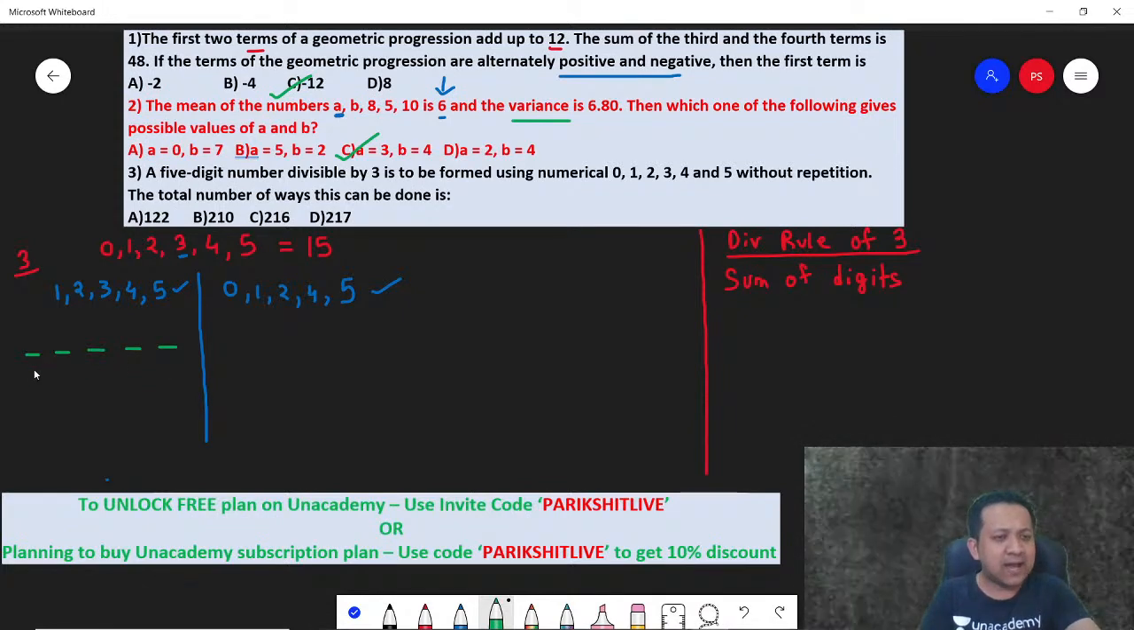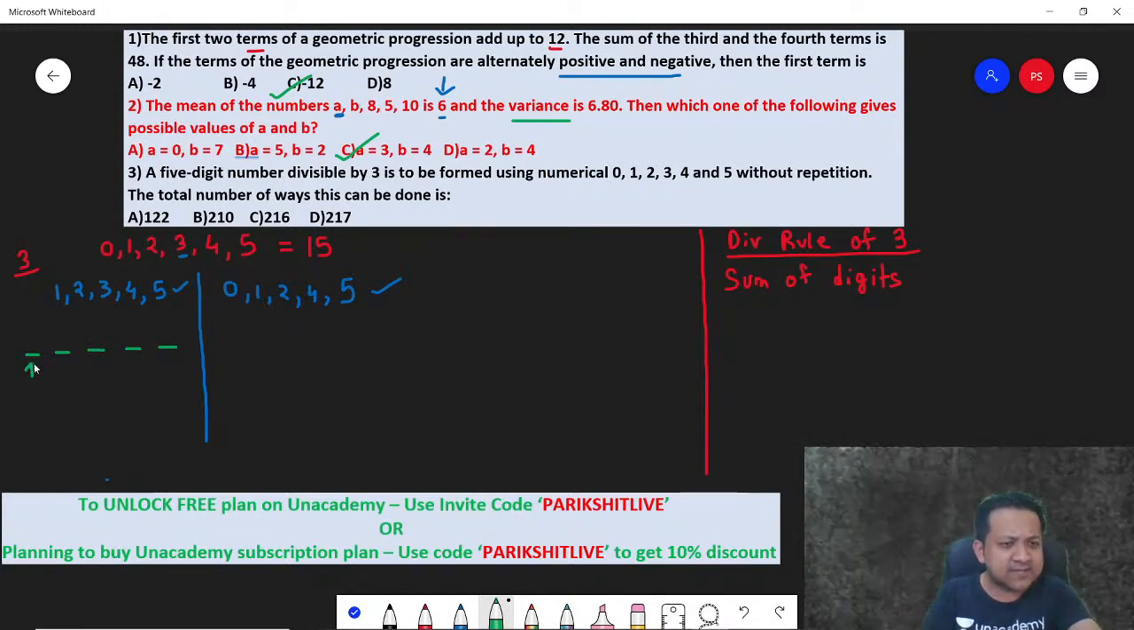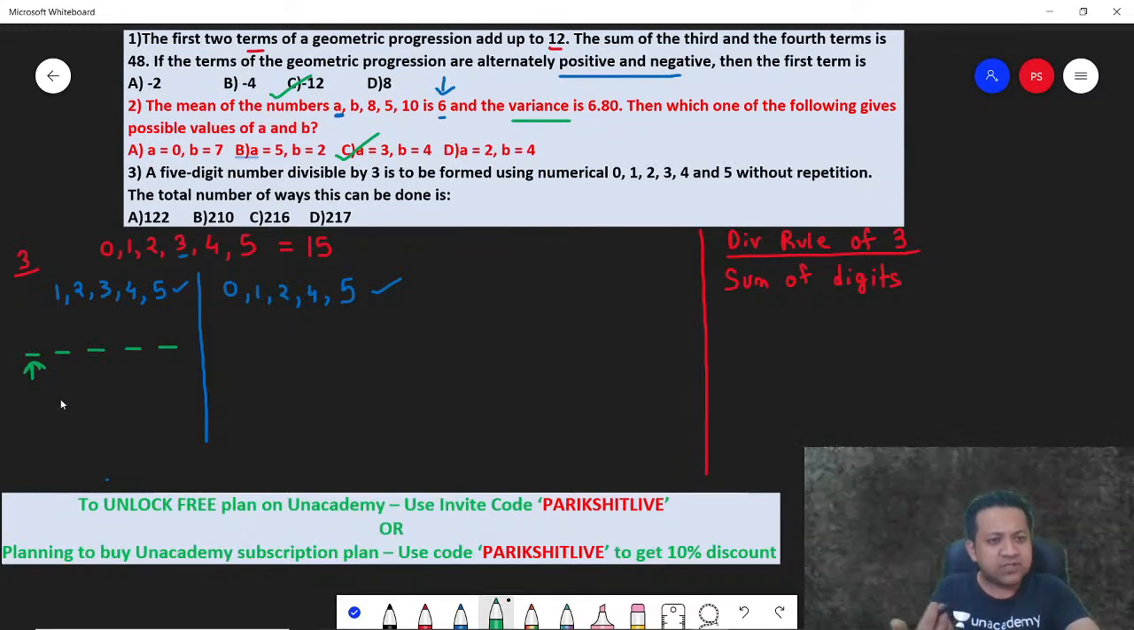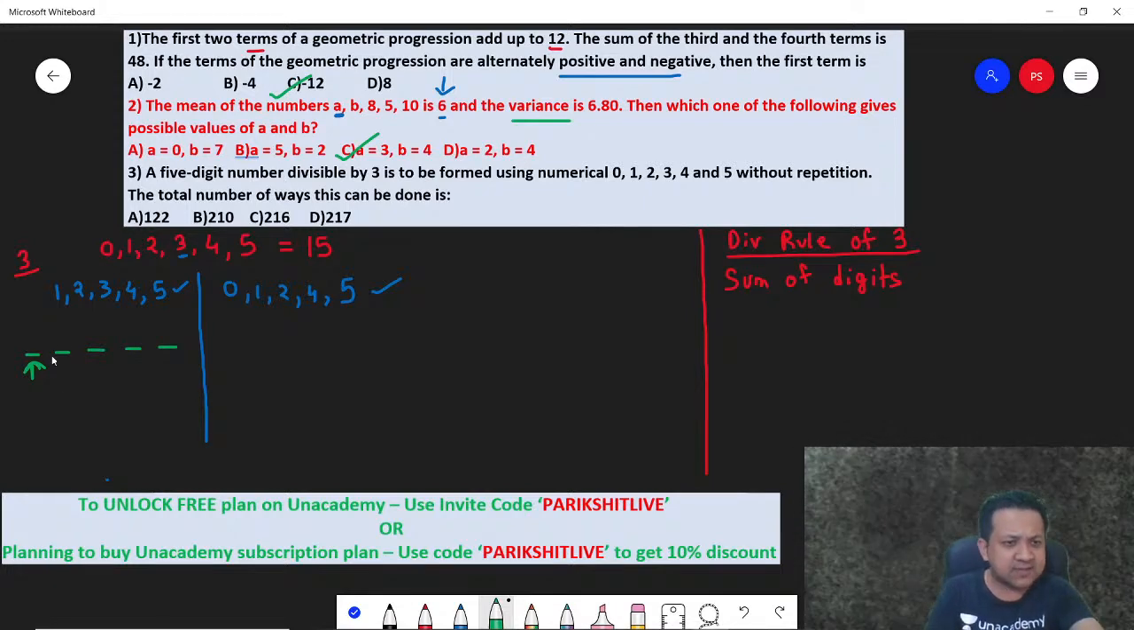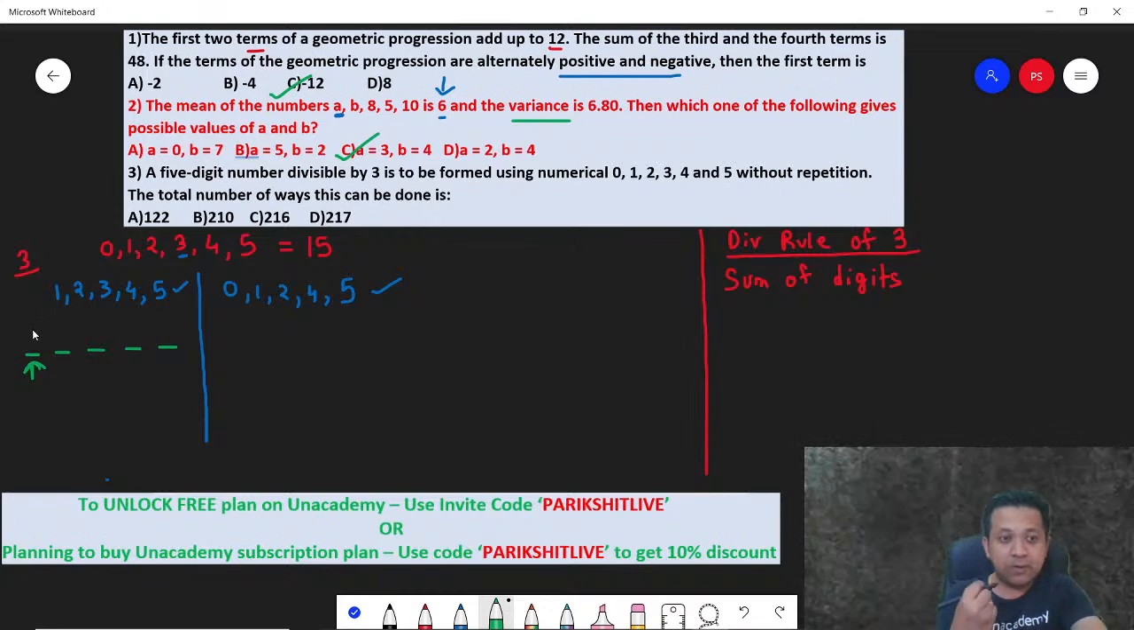Fine. Let's start. First place. How many ways can you fill up the leftmost digit? The leftmost digit can be filled up in 5 ways. Correct? Any of the 5 digits. It can either be 1 or 2 or 3 or 4 or 5.